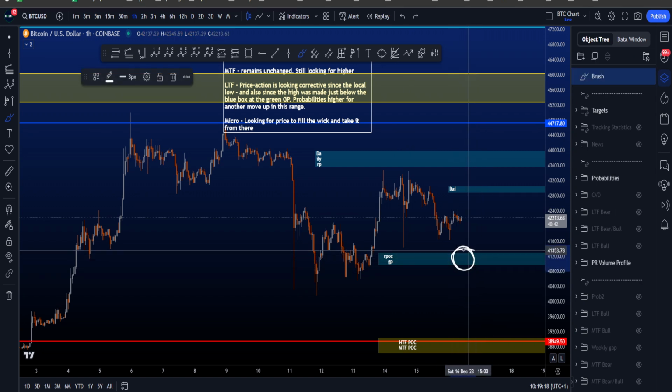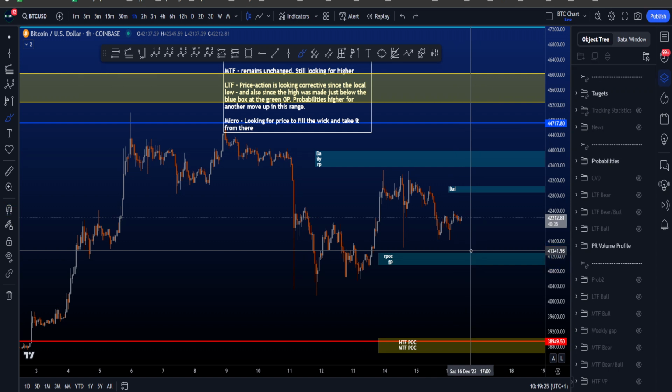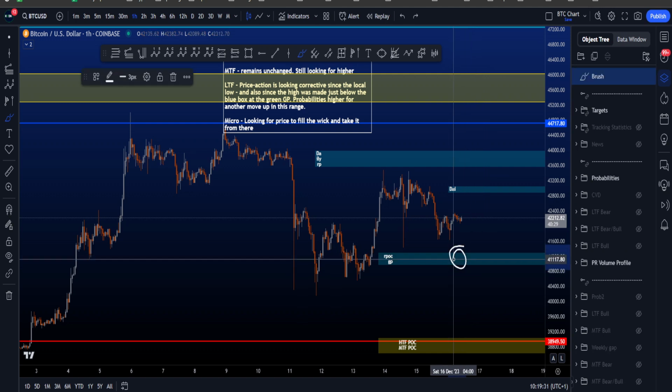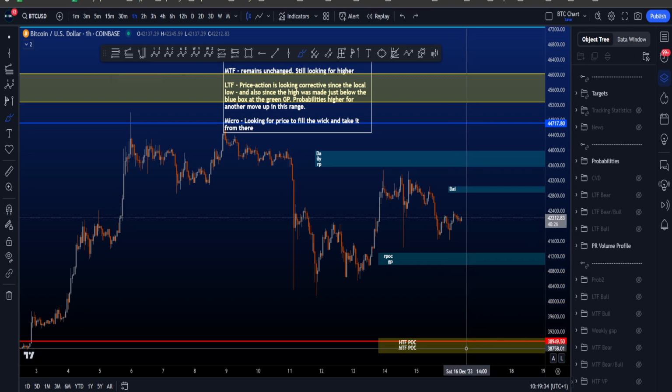We have some support. Observe the reaction here. We want to see proof of support. You want to have your entry requirements ready, whatever that is for you. RSI divergences, CVD, stochastic patterns, whatever it is to give you confidence. If we lose this box, we're going to be looking for the yellow box down here.